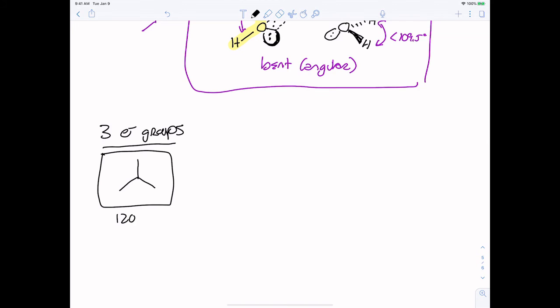I'm going to have 120 degree bond angles and then the basic trigonal planar. So it's flat, right? Trigonal planar, not pyramidal. So nothing's coming out at us, nothing's going back behind, so just 2 dimensions. And we can have 3 bonds, 0 lone pair. And we can use this example we did before.